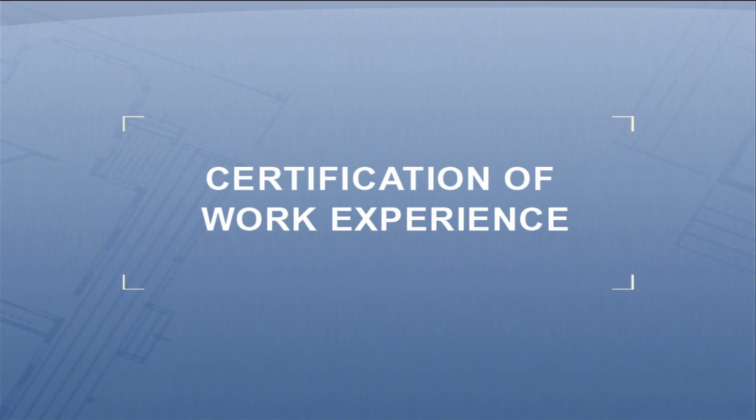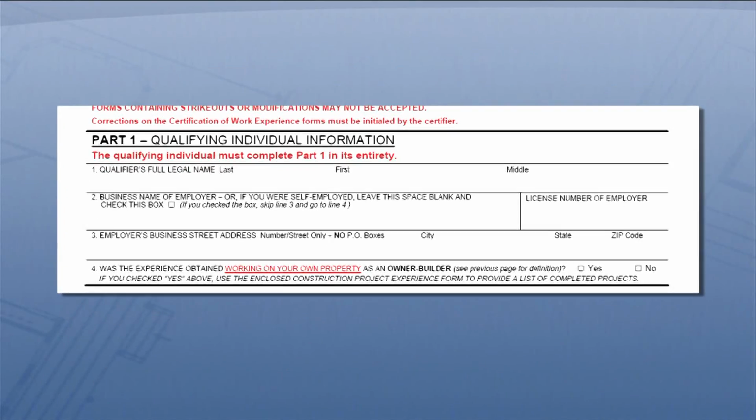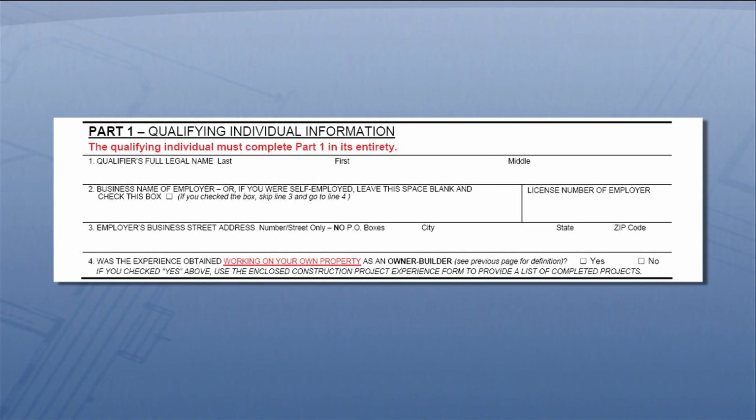Here's the part of the application where a lot of mistakes are made. The certification of work experience portion has 2 sections that need to be completed by the qualifier of the application and by the certifier. I'll explain who that is in a minute. Part 1 must be filled out by the license qualifier. Remember, that's the person who's applying for a license and has the hands-on trade experience. Most likely that's you. Like you have in previous sections, include your full legal name.